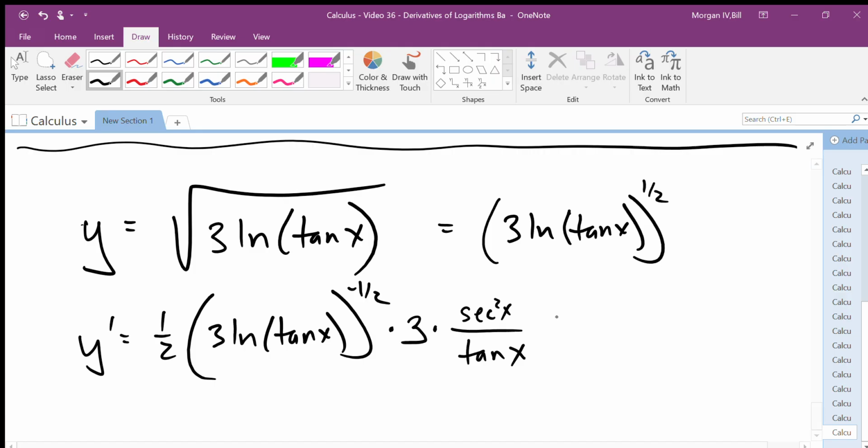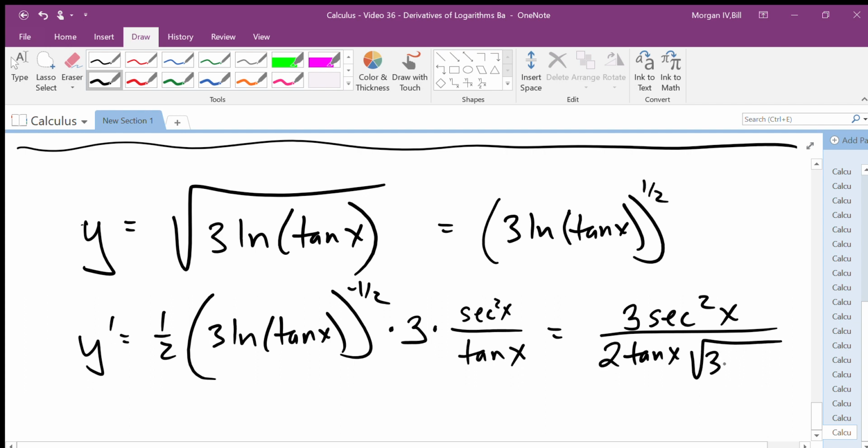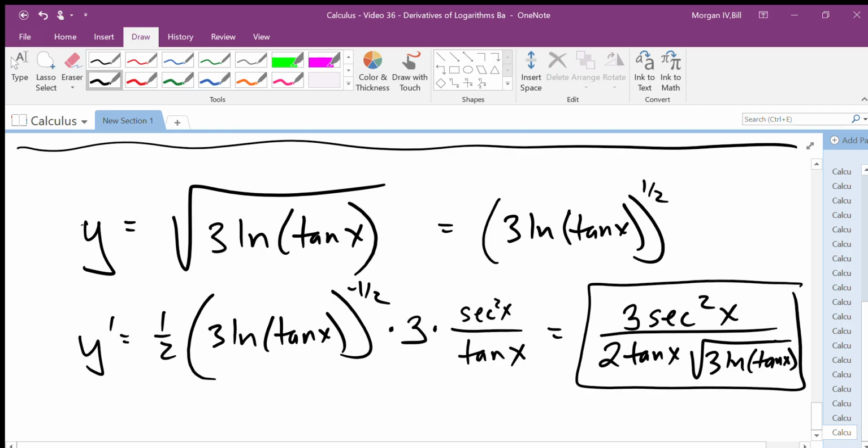Let's see. If I rewrote this, that would be 3 secant squared of x over 2 tan x times the square root of 3 natural log tan x. Something like that. And there's probably some cancellation here, with the secant squared being 1 over cosine squared and the tangent being sine over cosine. One of those cosines could probably cancel, but I think we'll call it good there. Let's try one more.